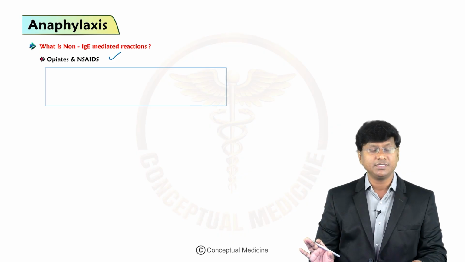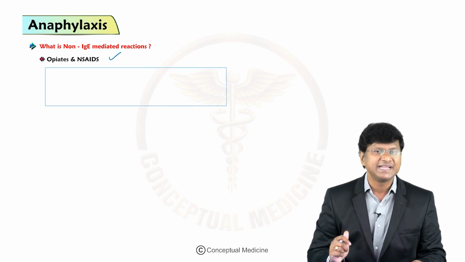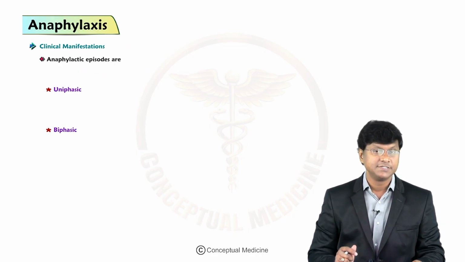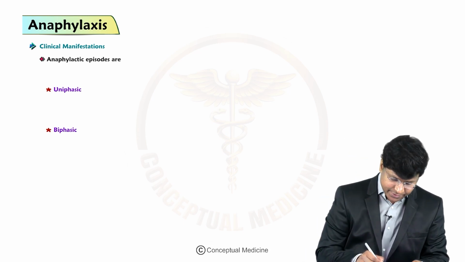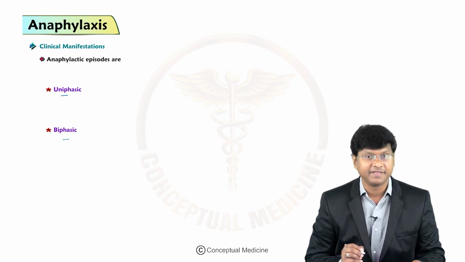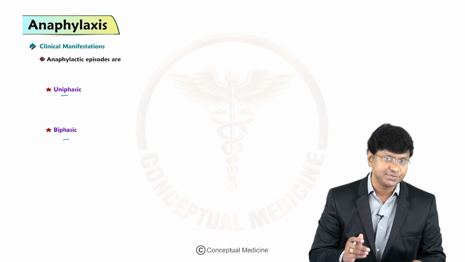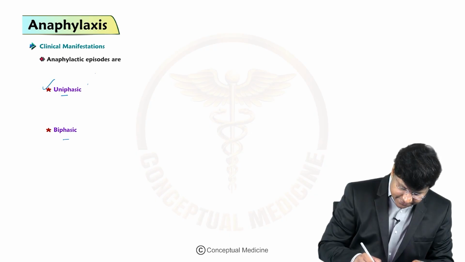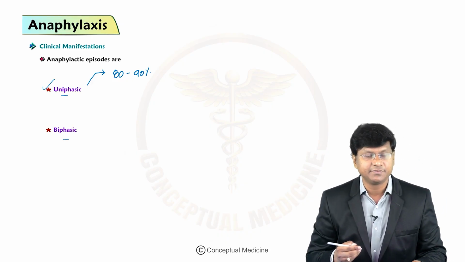So that is about the pathogenesis of anaphylaxis. Now let me discuss the clinical manifestations in patients with anaphylaxis. Anaphylactic episodes are either uniphasic or biphasic. 80 to 90% of anaphylactic episodes are uniphasic. Now what do you understand by the word uniphasic?